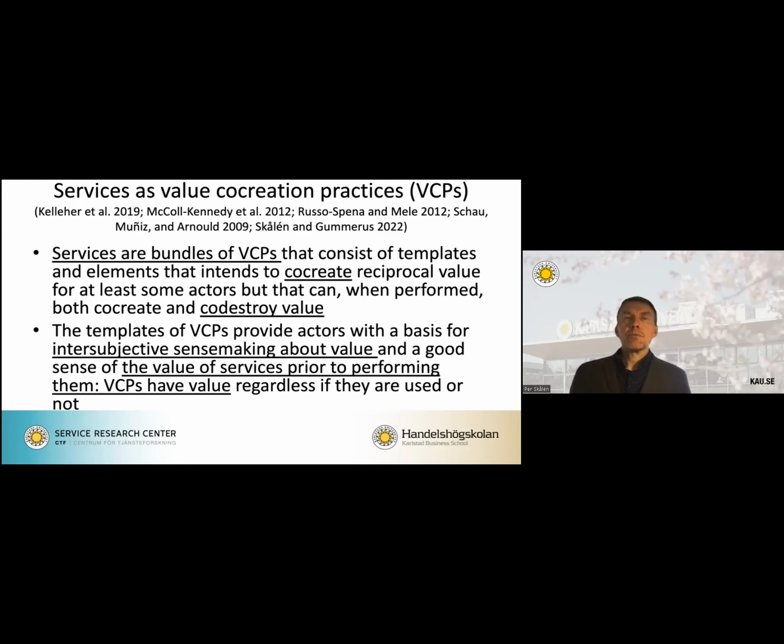And I also talked about the sense-making aspect of practices, and in the context of value co-creation practices, this becomes important because it becomes a way of making sense about value, talking about value, and even perceiving that services without acting them out have value. So I can say that hospital services have a lot of value for me, even though I'm not engaging in them. I think it's important that these services should be a part of society.